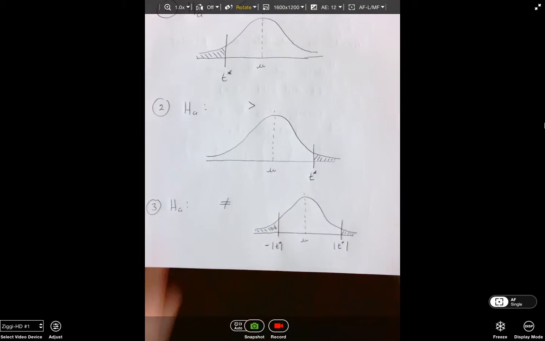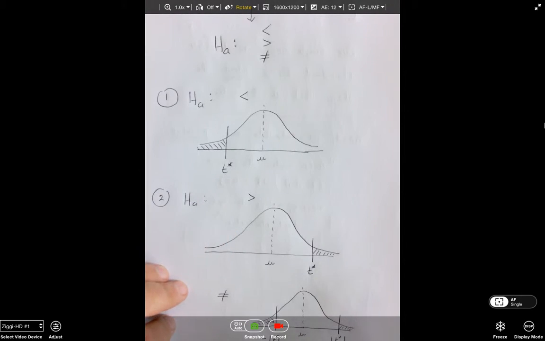End up making the decision. Okay. So what are we doing here?